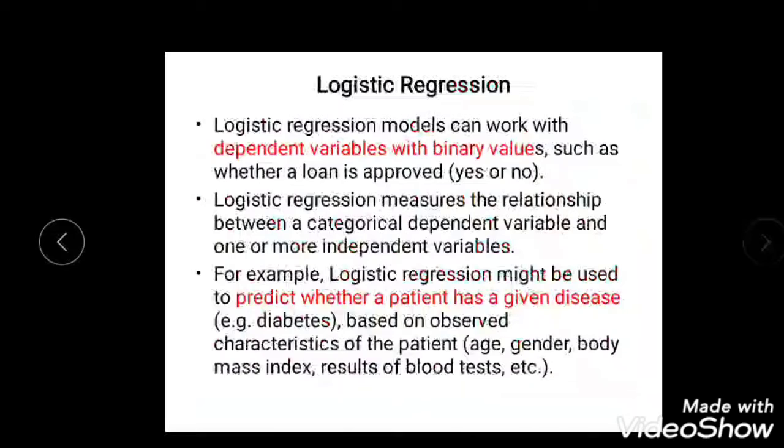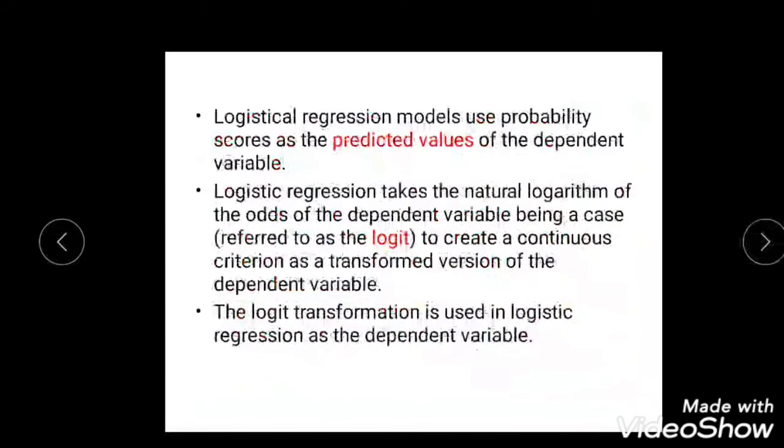And logistic regression takes the natural logarithm of the odds of the dependent variable being a case, and that is referred to as the logit. So this logistic regression, which is used with continuous variables, is referred to as logit.